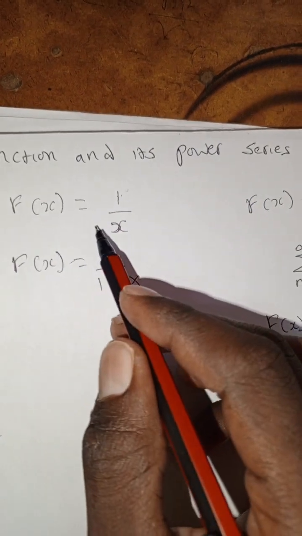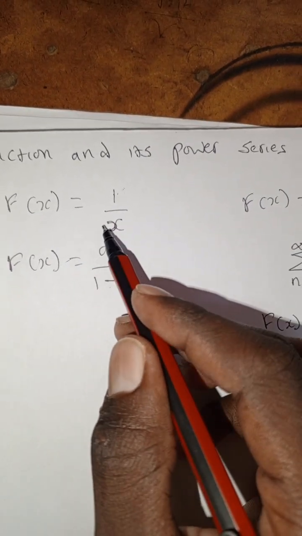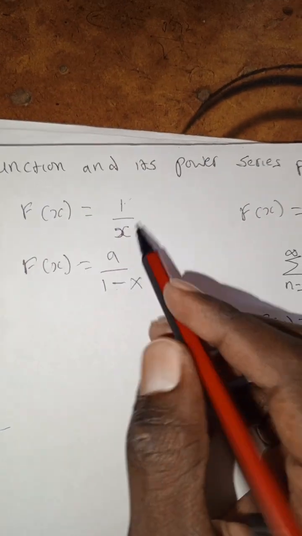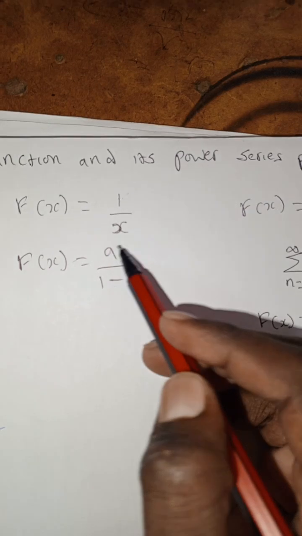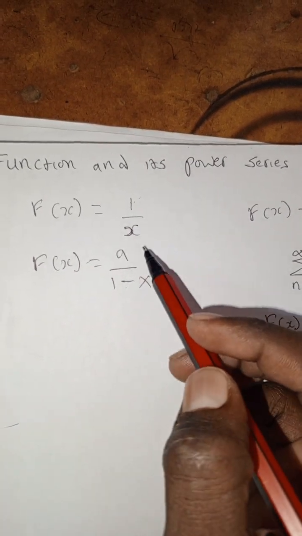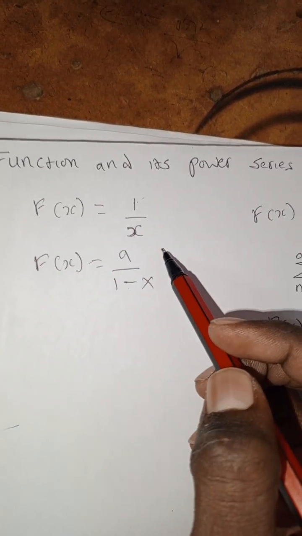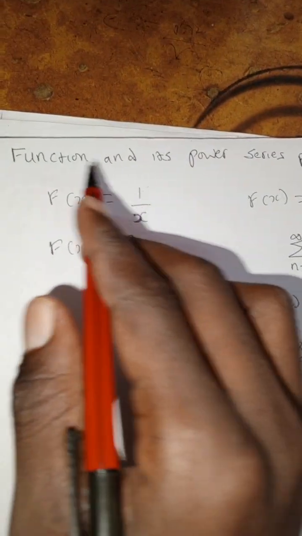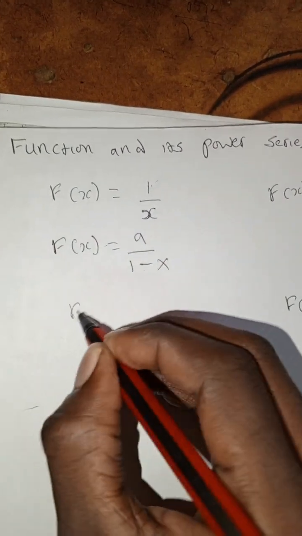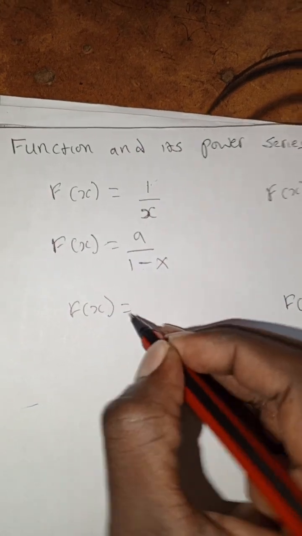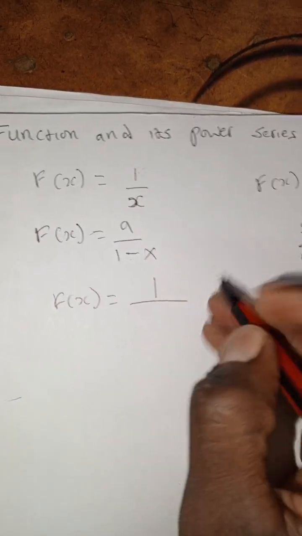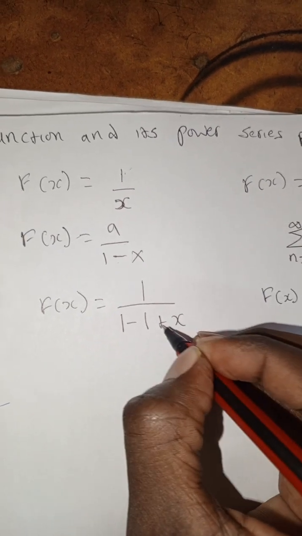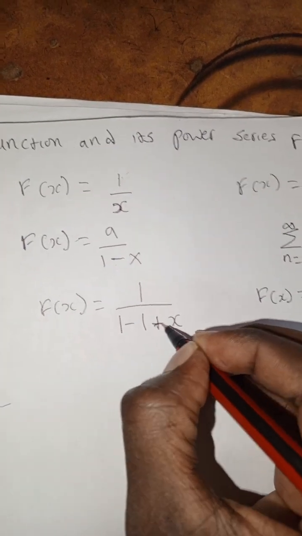But now you can't just go ahead and introduce a 1 minus x like the way this form is. You have to find a way in which you are going to change this function into this form without changing the meaning. So first thing is first, I'm going to rewrite this function into this form. I'm going to say 1 over, I'm going to introduce 1 minus 1 plus x.